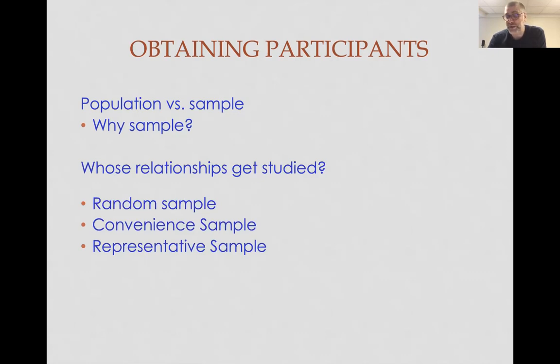Now, if I'm doing experimental work, there's probably not as much benefit to conducting a representative sample, as a convenient sample will work just fine. So really, whose relationships get studied, who we select to be a part of our sample, has a lot to do with what our research question is and how we're going to go about answering that research question.